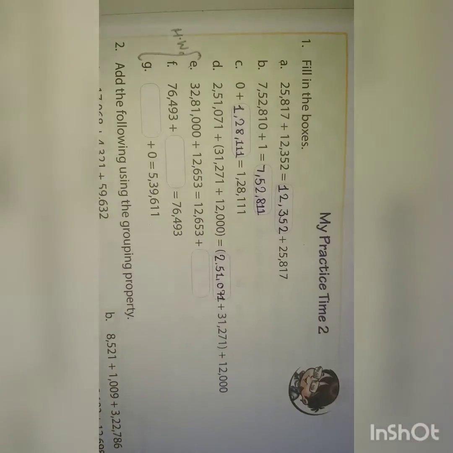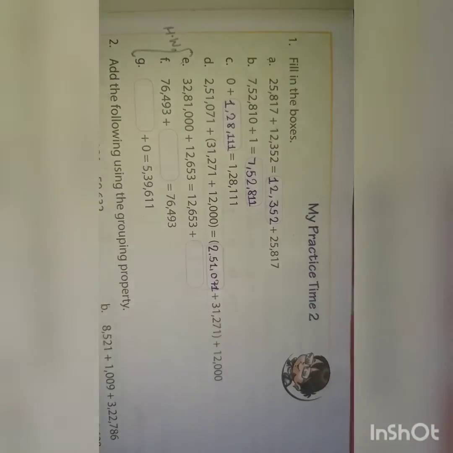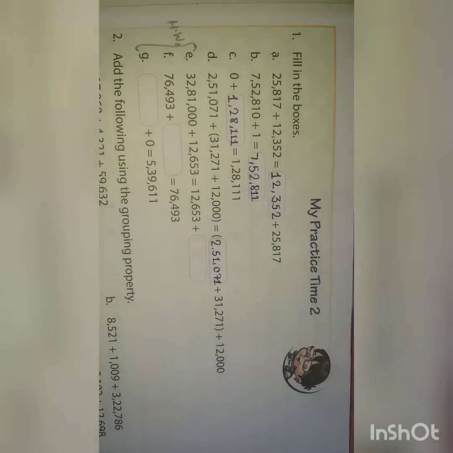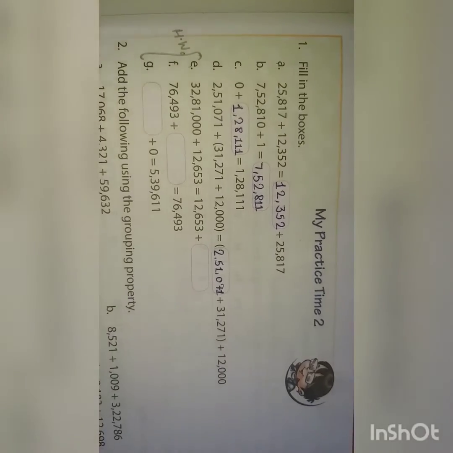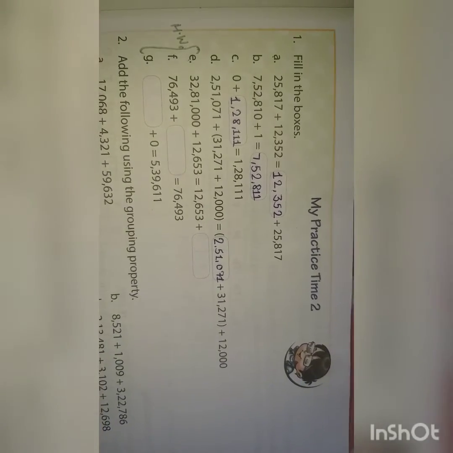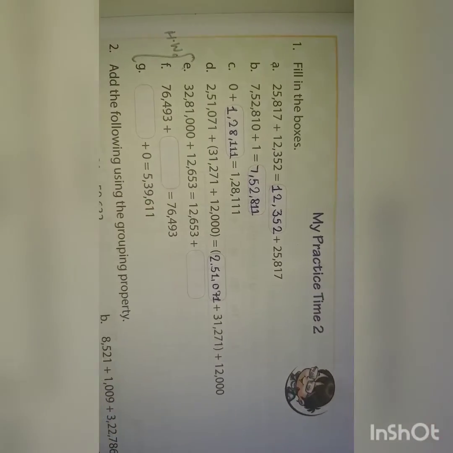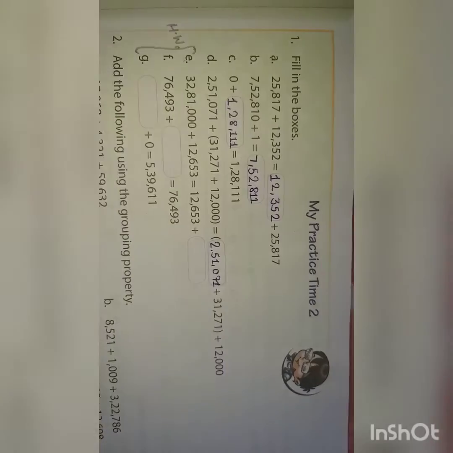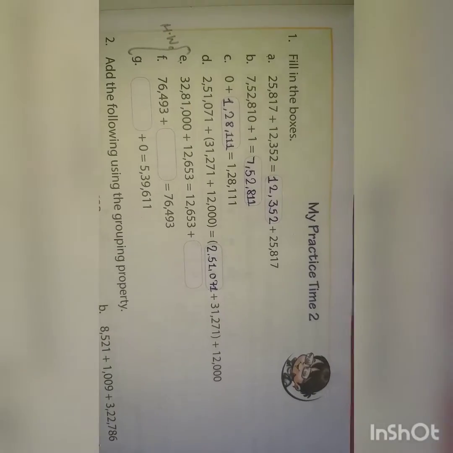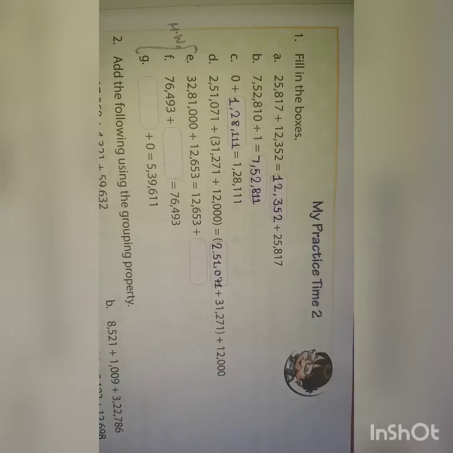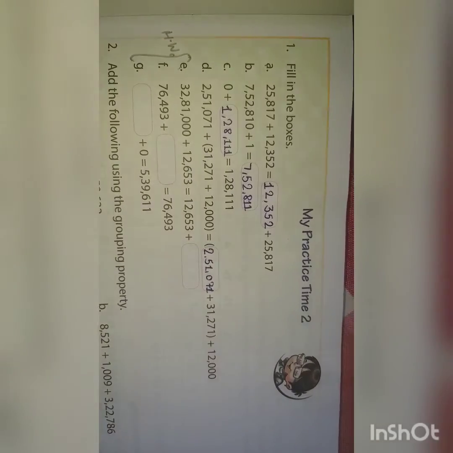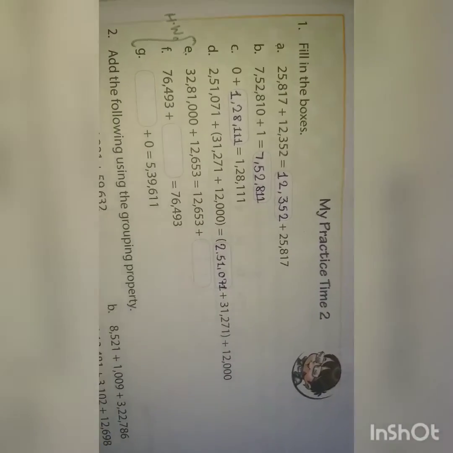So students, you have to come to my practice time 2 and please open page number 25 of your math textbook. Okay, so students, here we can see that we have the first question, that is fill in the boxes. So we are going to write the answer here first and then we are going to write in CW. So you have to open CW also and textbook also. So students, here A, B, C, D we are going to solve now as a CW, and E, F, G will be your homework. So you are going to write E, F, G in textbook as well as in notebook.